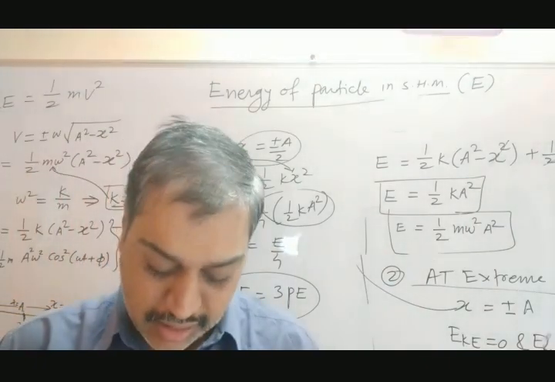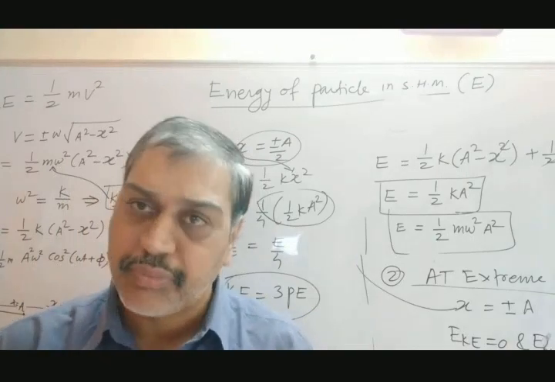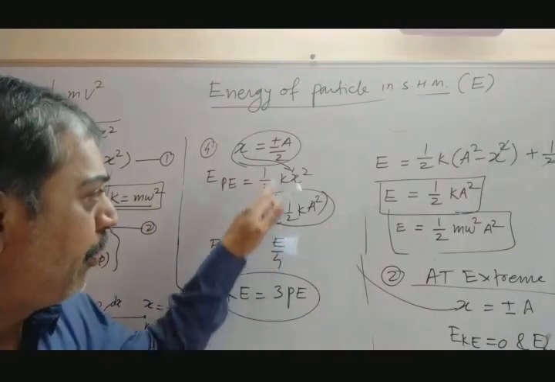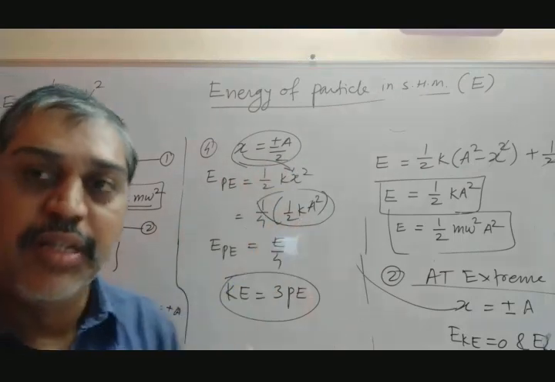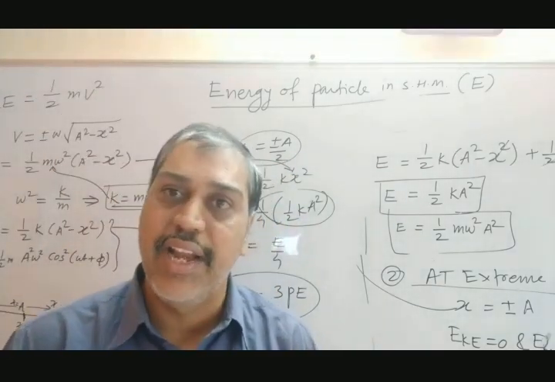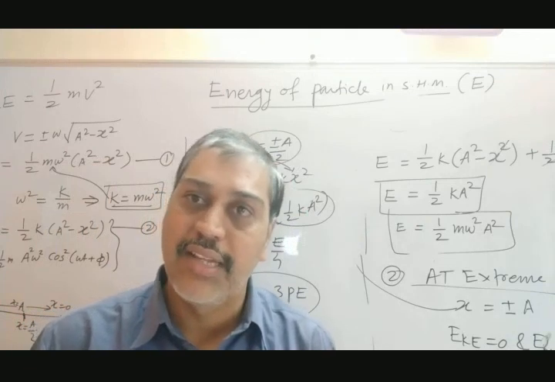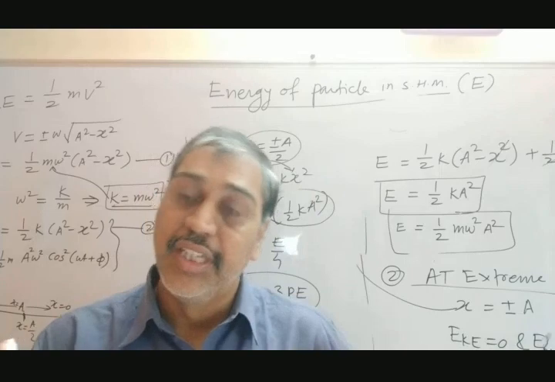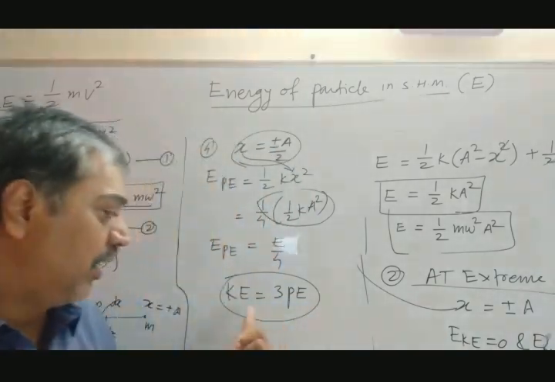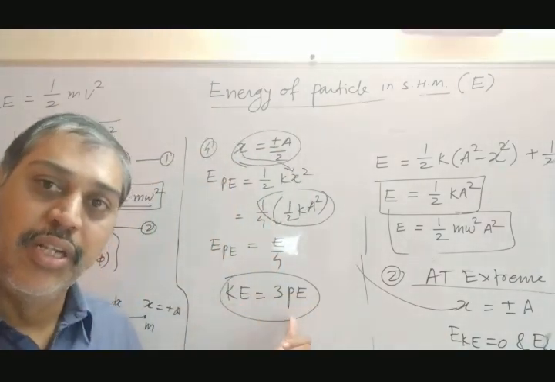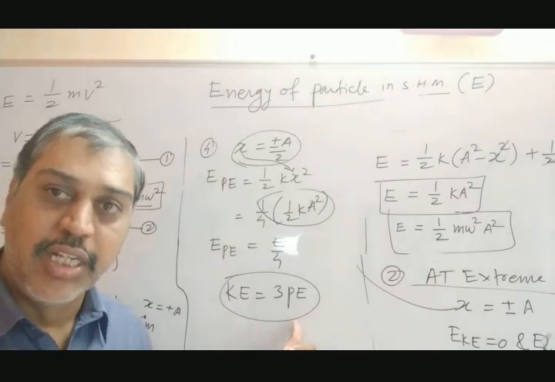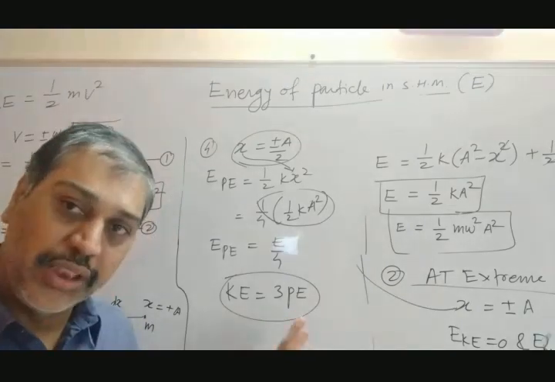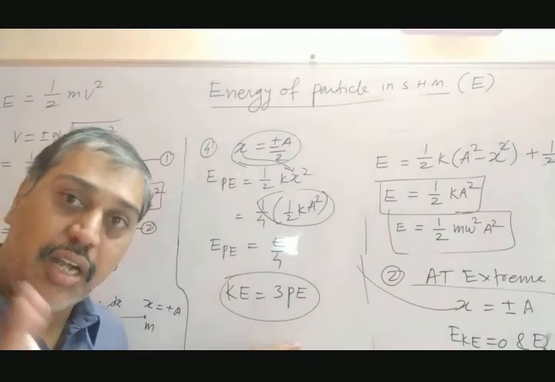It's very simple. Just find out the potential energy by putting x equal to plus minus a by 2. Similarly, find out the kinetic energy by putting the value of x equal to plus minus a by 2. Then compare these two equations. You get this: kinetic energy equal to 3 times the potential energy. This is homework for each and every student.